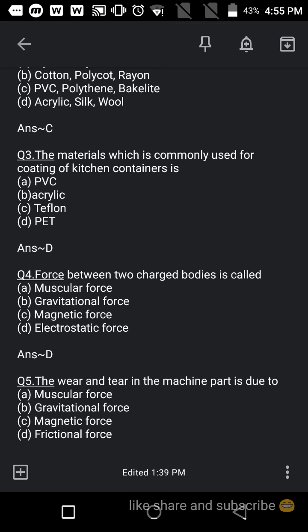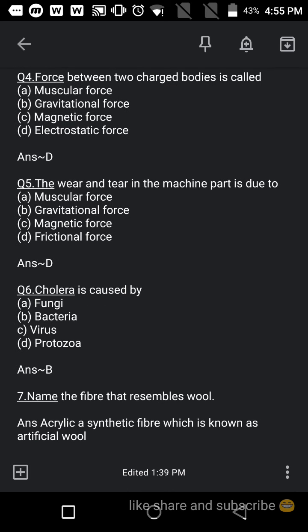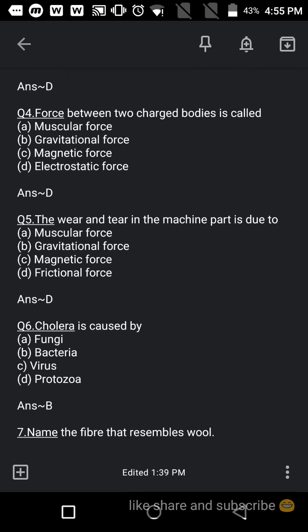Question number 5. The wear and tear in the machine part is due to A. Muscular force, B. Gravitational force, C. Magnetic force, D. Frictional force. Well, friction creates wear and tear in objects. So here the answer will be D.